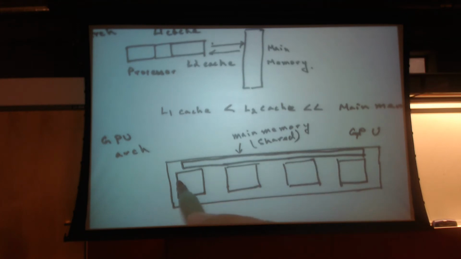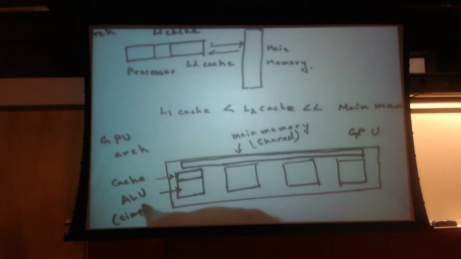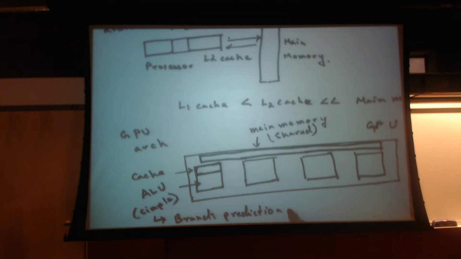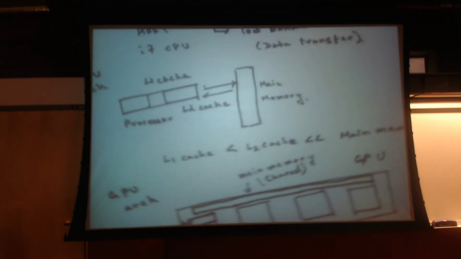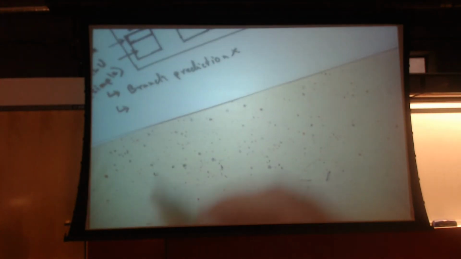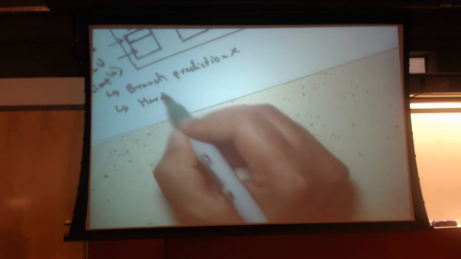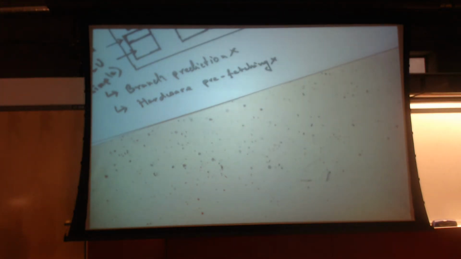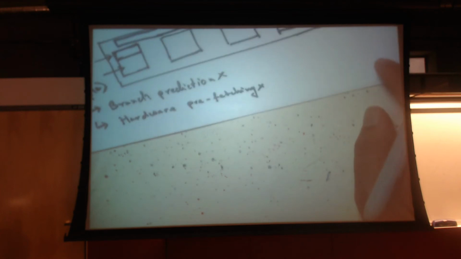Now inside each core you have a very small amount of cache, and this is just a single cache. There is no L1, L2 here. Right? You have a single amount of cache, and then you have a very simplistic ALU. This ALU is very simple. What do I mean by a simple ALU? Simple means that it does not have branch prediction. It may or may not have hardware prefetching. Those kinds of optimizations it might not have. So it's just a very simple ALU.